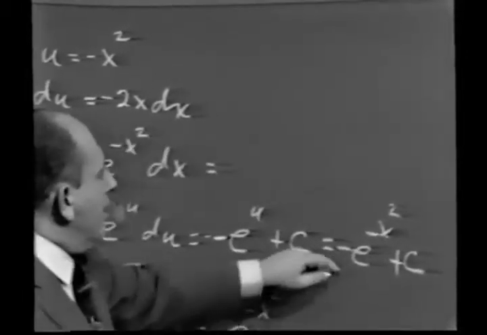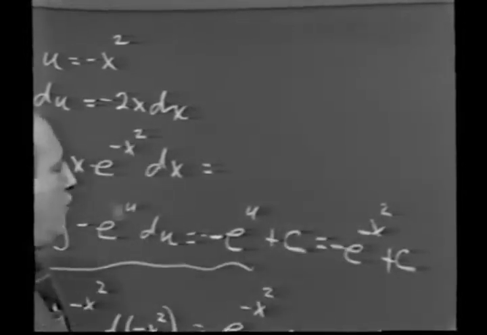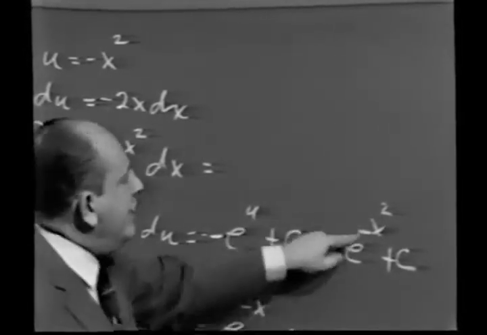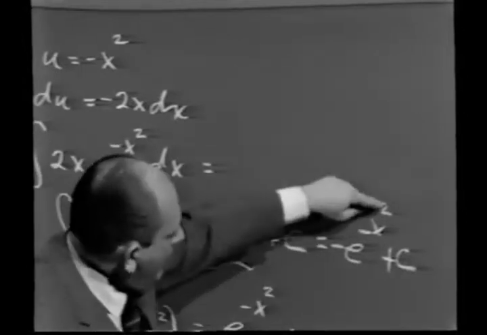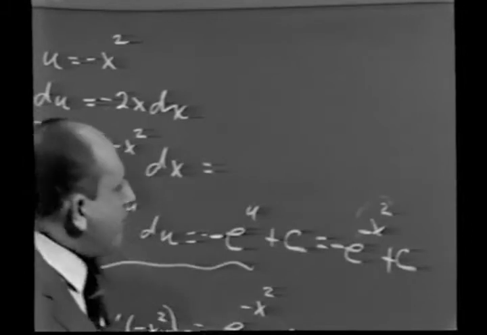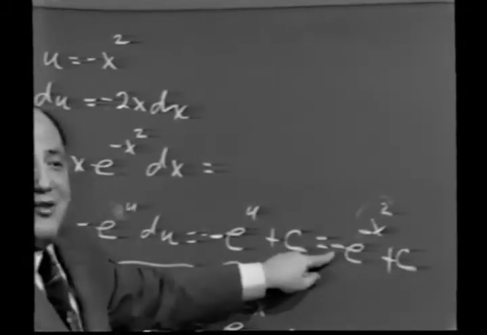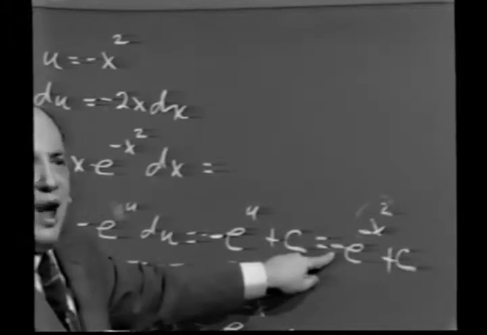all we're saying is that if you differentiate minus e to the minus x squared, you wind up with what? 2x e to the minus x squared. The reason being that you must multiply this by the derivative of the exponent with respect to x. The derivative of the exponent is minus 2x. Minus 2x times minus 1 is 2x.